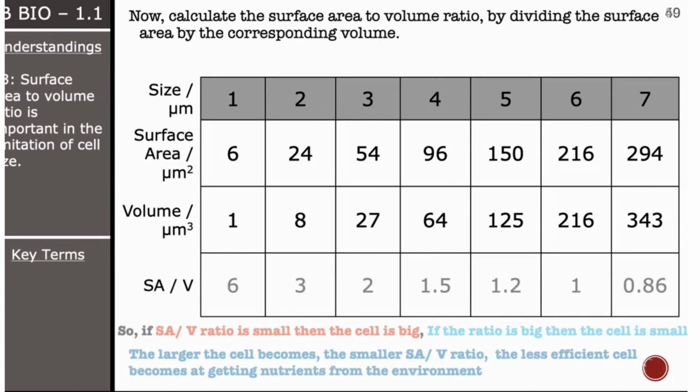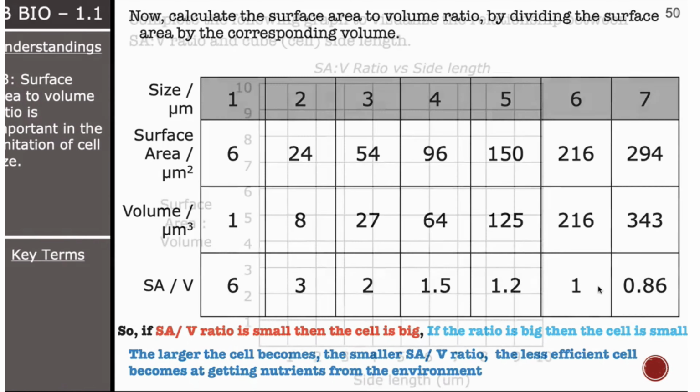So here let's see the size. When the size is only 1 micrometer, the surface area to volume ratio is 6. But as the size grows, the surface area to volume ratio decreases. So if the surface area to volume ratio is small, then the cell is bigger. But if the ratio is big, the cell is small. As you see here, if the size of the cell is small, the ratio is bigger, but if the size of the cell is bigger, the ratio is little.